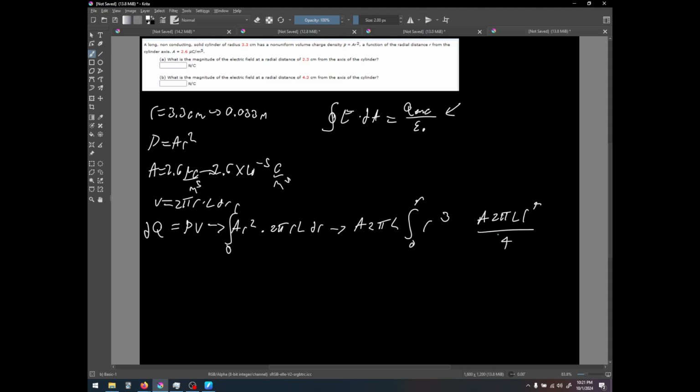What you could say actually is it's just half a pi l r to the fourth. But I think he left this as is, because this would be negative 0 and then it's out to the r. Now we've got Q enclosed. E can go out front here.